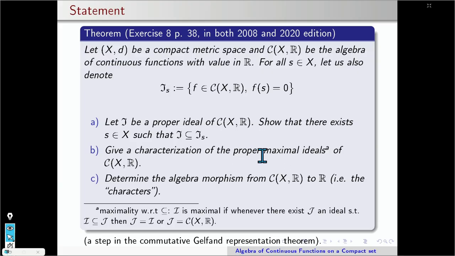Let me just finally mention that there's a version for Banach algebras, where it generalizes to algebras of functions that are more general than just continuous functions, and also a non-commutative version known as Gelfand, Naimark, and Segal, which is also crucial in the algebraic approach to quantum mechanics.